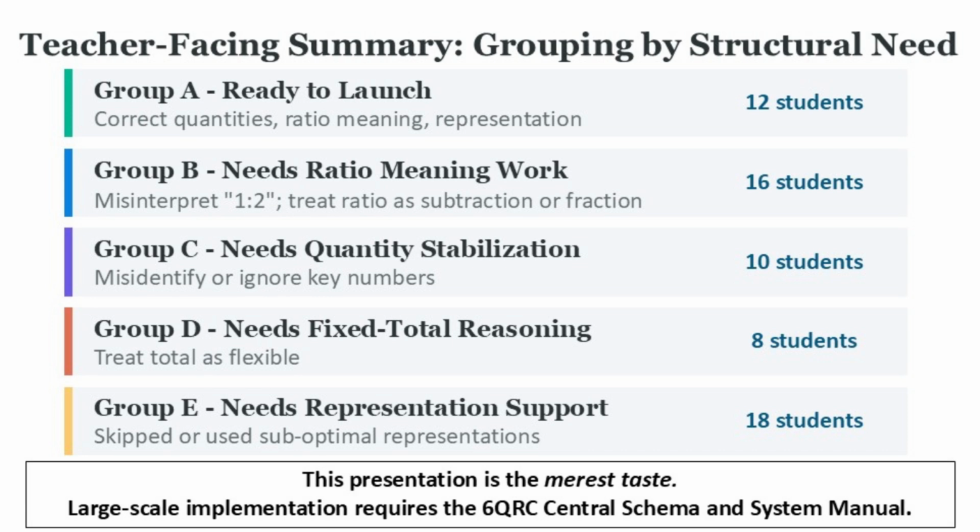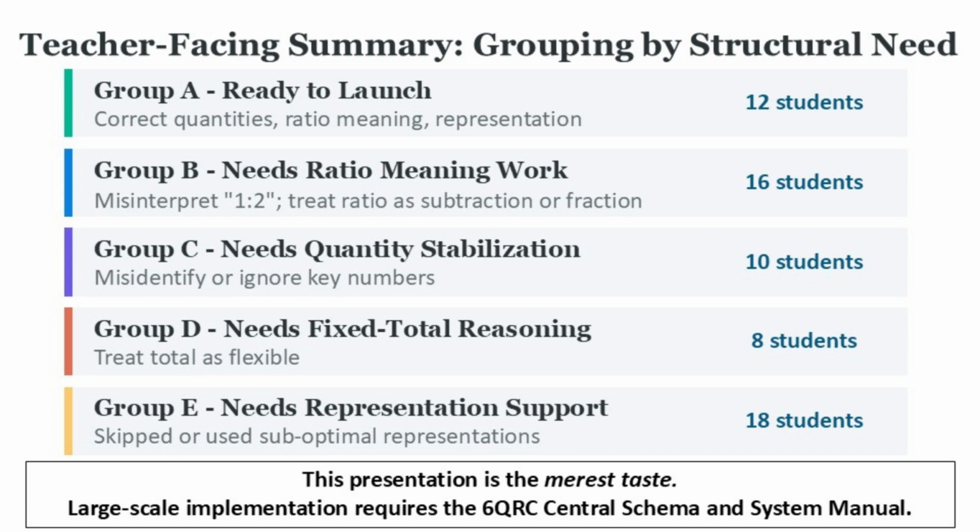So just to recap and close out, this readout tells you exactly what each group needs before you launch your unit. Group A is ready to go. They have the quantities, the ratio meaning, and the representation. You don't need to reteach the basics here. Group B, they need work on ratio meaning, not behavior, not effort, but the meaning of 1 to 2 itself. Group C needs quantity stabilization. They are misidentifying or ignoring key numbers. So that's the anchor point for them.